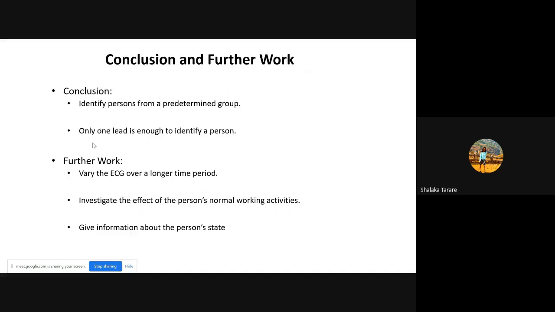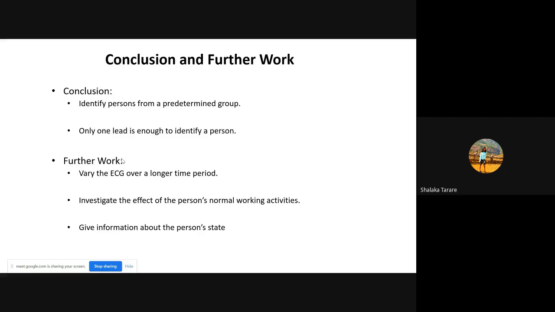Coming to the conclusion, a new approach in human identification is presented. This approach, namely ECG analysis, is shown to make it possible to identify persons from a predetermined group, such as a team of operators in an industry. The tests are done with the standard 12-lead rest ECG. This preliminary analyzed result shows that only one lead is enough to identify a person.